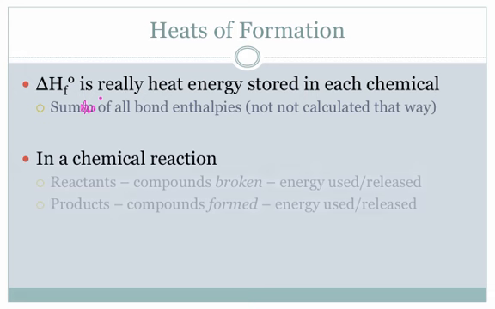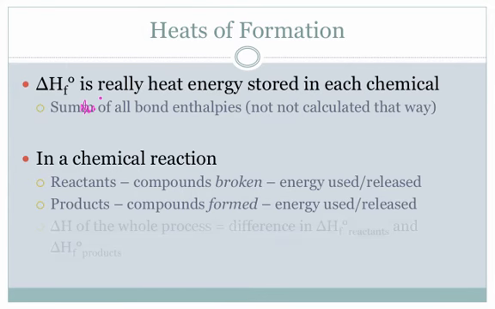So in a chemical reaction then, you've got your reactants. This is where your compounds are broken down. Depending on the situation, that energy can be used or released. And then your products, again, these are where you're having your compounds formed, and again, you're having energy used and released. You can imagine then, just like before, the delta H of the entire process is basically the difference between the heats of formation from the reactants and the heats of formation from the products, the amount of energy you're gaining versus the amount of energy you're losing in each particular scenario.